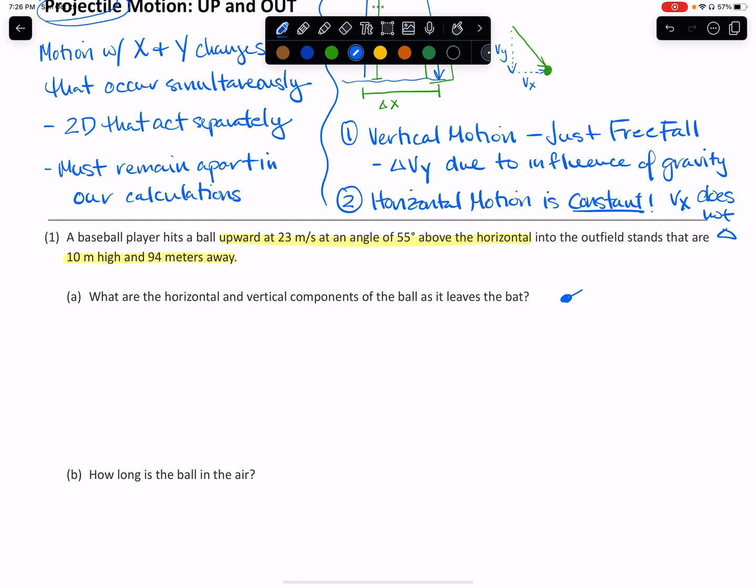All right, we have our ball that's being moved into the air, and we're going to have two components to that motion. We're given the velocity is 23 meters per second, and that is our resultant velocity. That's the velocity it's actually moving, at an angle of 55 degrees.